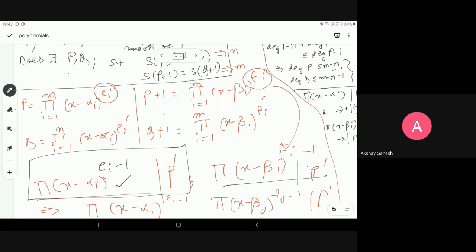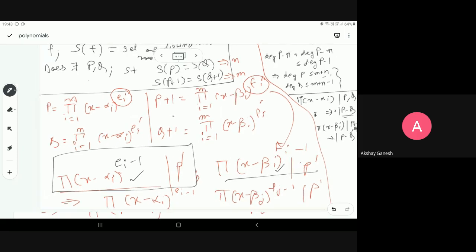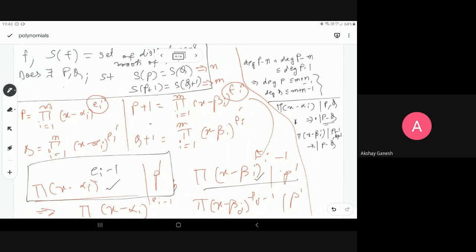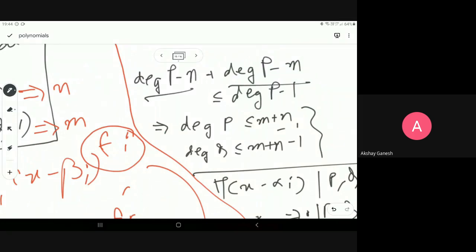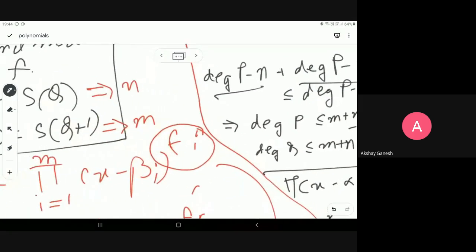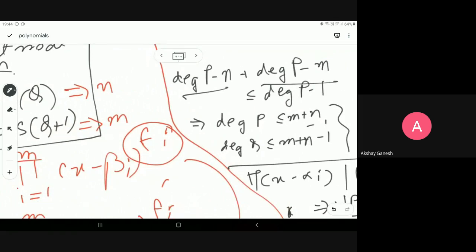So you have two coprime factors dividing p dash, so you can combine them, right? So you can write the product of (x minus alpha i) to the e_i minus 1 into the product of (x minus beta i) to the f_i minus 1 divides p dash. Now if you look at the degrees of both sides, note that the sum of all the e_i is degree p, and there are n of them, so that's degree p minus n. Similarly, the other term is degree p minus m, where m was the number of distinct roots of p plus 1 and q plus 1. And you know that their degree must be at most the degree of p dash, which is p minus 1. So that gives you the inequality.